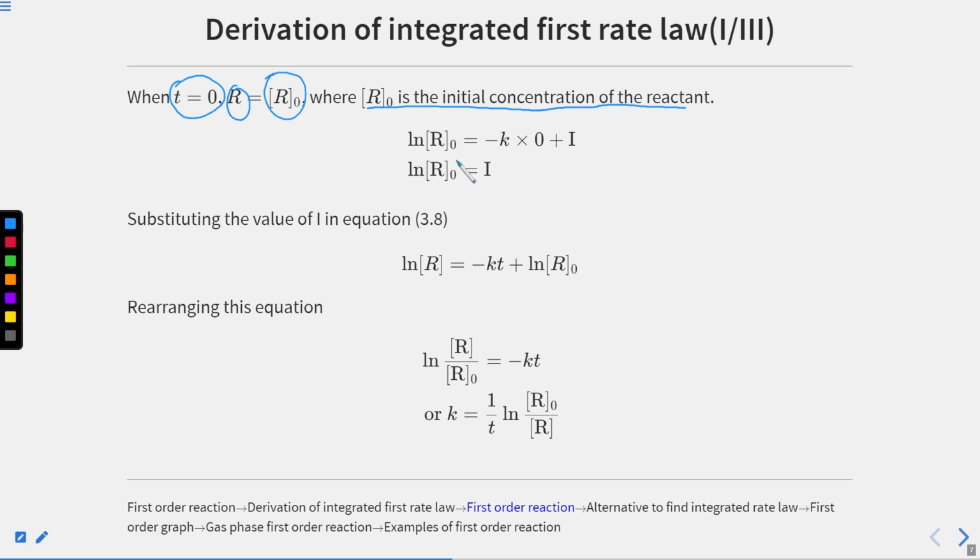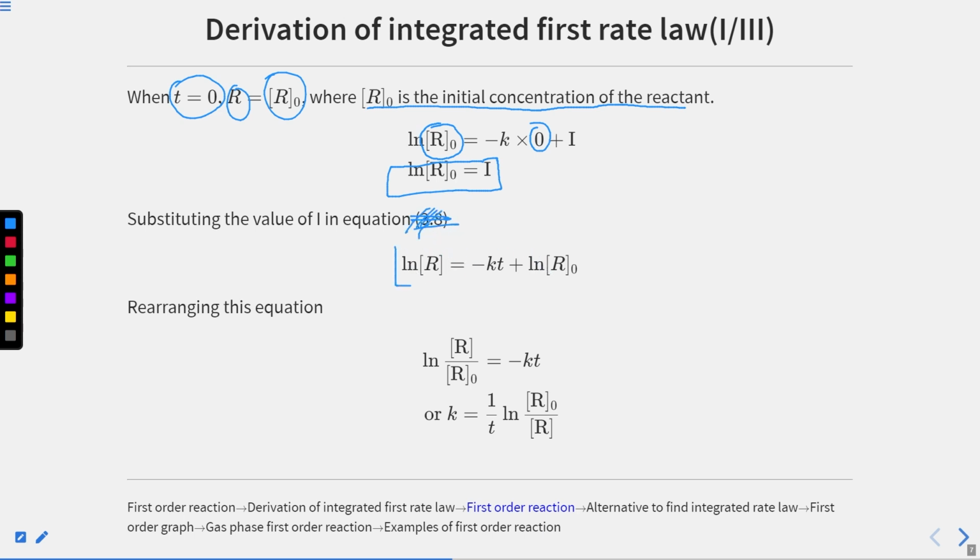Now putting all those values here in the equation, ln [R] = minus kt plus I, we replace [R] by [R]0 and t by 0. After putting all these values, we will get I = ln [R]0. So this is our value of I. Now we'll substitute this value in the equation. Sorry for writing here.